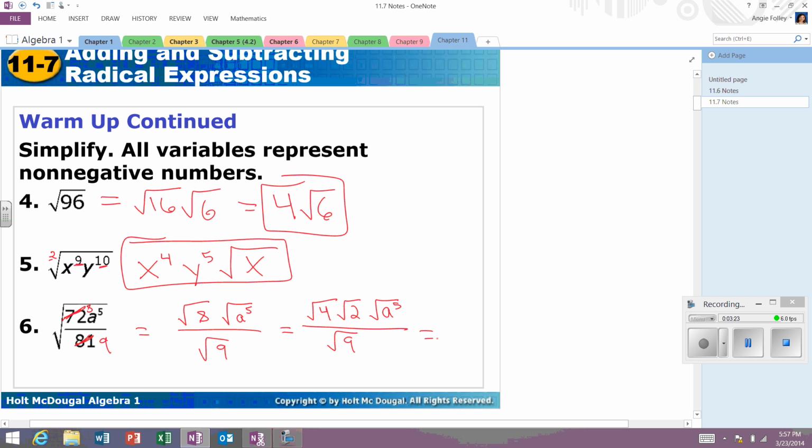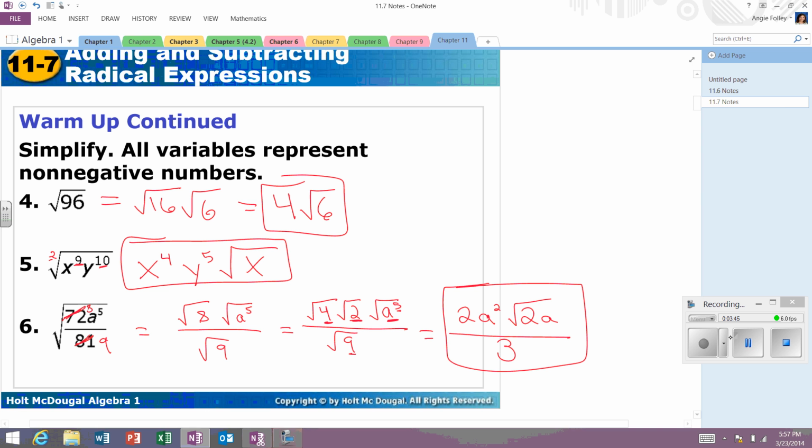Now I'm going to simplify everything that I possibly can. I know that this radical 4 simplifies to a 2. I know that I can divide 2 into that 5 2 times, so I can pull out 2 a's. And then under the radical, I'm going to have this 2 left, and then one of these a's left. And then down below, the square root of 9 is 3. Okay, so again, we just combine everything under the radical that doesn't pull out.